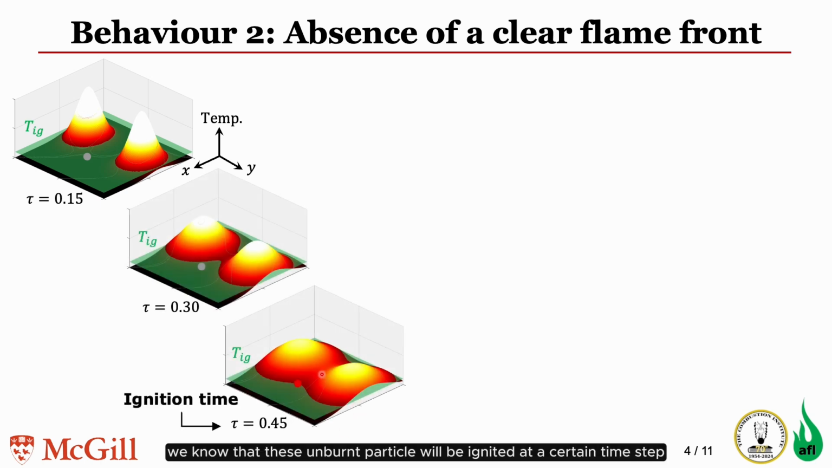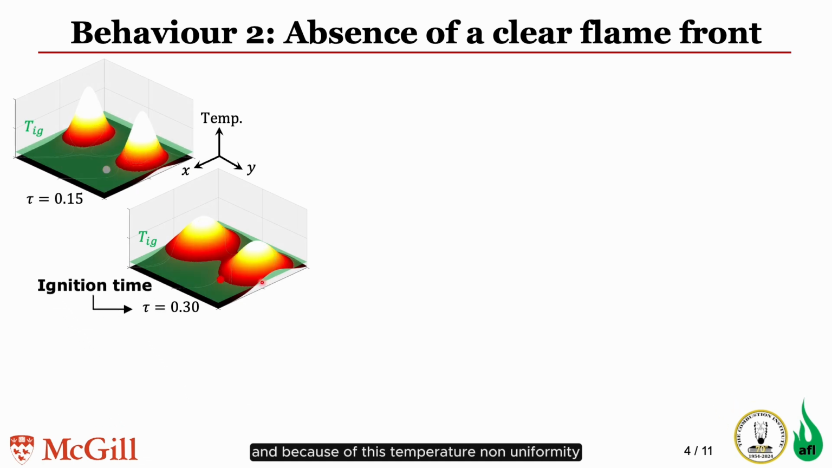We know that this unburned particle will be ignited at a certain time step when it reaches the ignition temperature represented by this green plane. And now we are interested to know what if we move the location of this unburned particle. Because of this temperature non-uniformity, now this particle is able to reach the ignition temperature faster and can be ignited at an earlier time step, even though they are at the same y lateral distance.